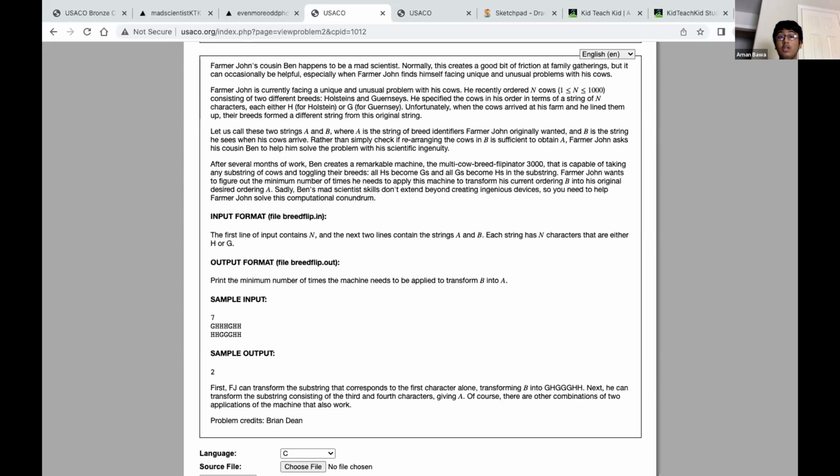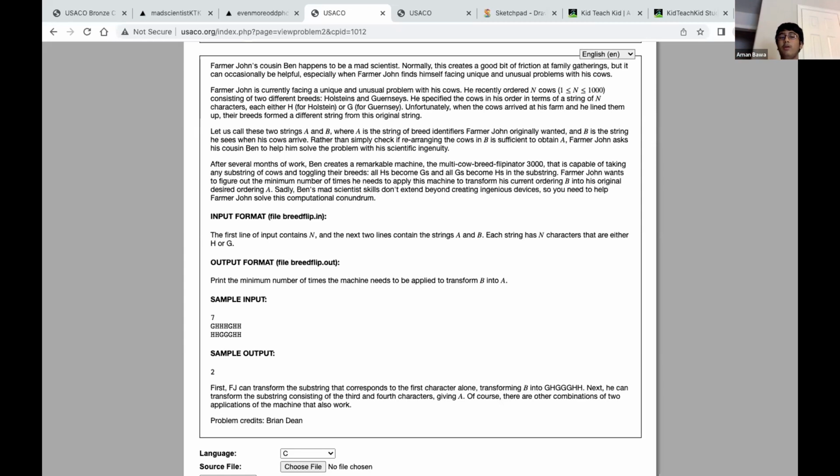in A. In order to fix this, he's going to use a machine where he can flip any substring of cows. He can take any consecutive set of cows in the string that he has and flip all the cows in that substring. If it's a G, it'll become an H, and if it was an H, it'll become a G. He wants to use this machine the minimum number of times possible so that he can turn the string he got into the string he wanted to get.